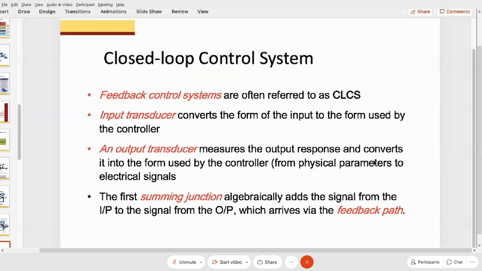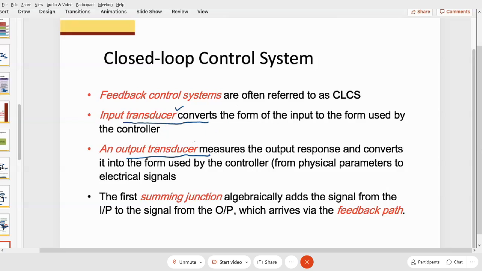For the closed loop system, or what we call a feedback control system, we have an input transducer and an output transducer. That is the major difference from the open loop control system. Open loop also has an input transducer, but only closed loop has the output transducer.